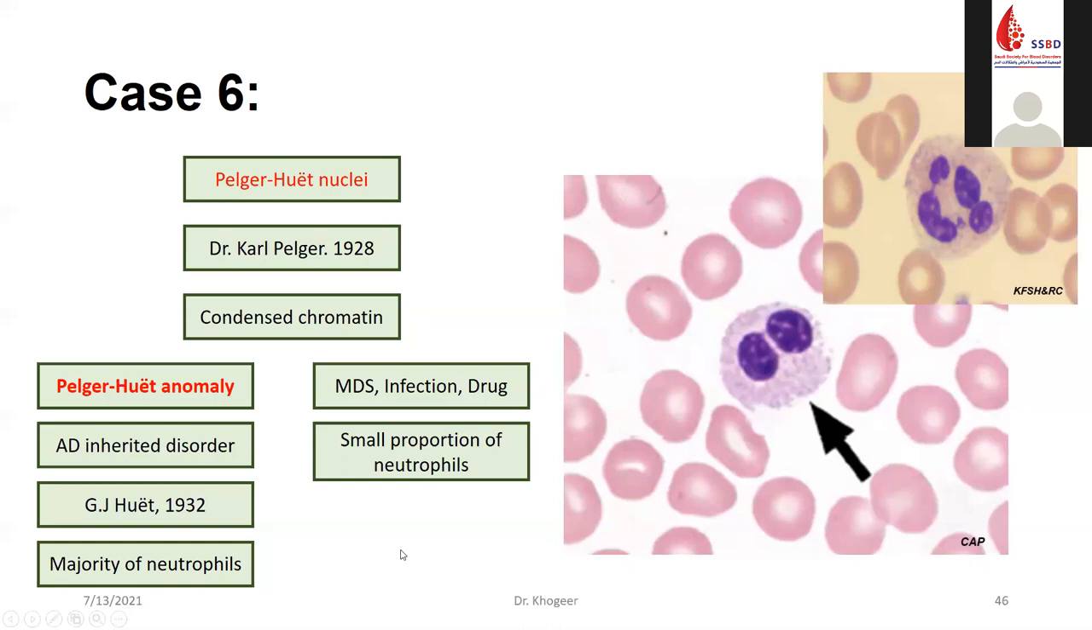When these cells are seen outside the context of the congenital abnormality, they are usually referred to as neutrophils with dysplastic nucleus or pseudo-Pelger-Huët cells.